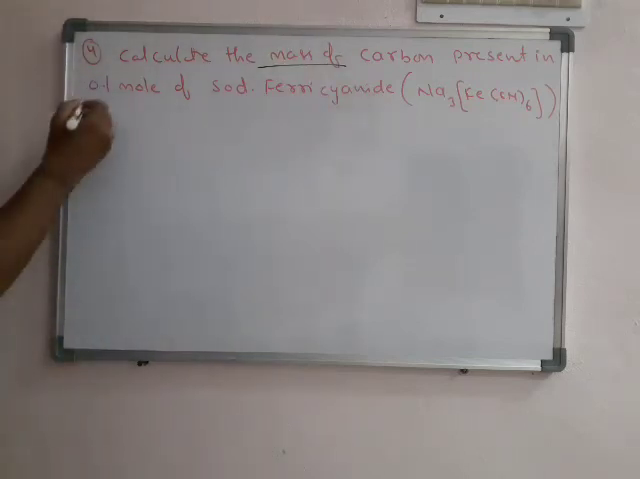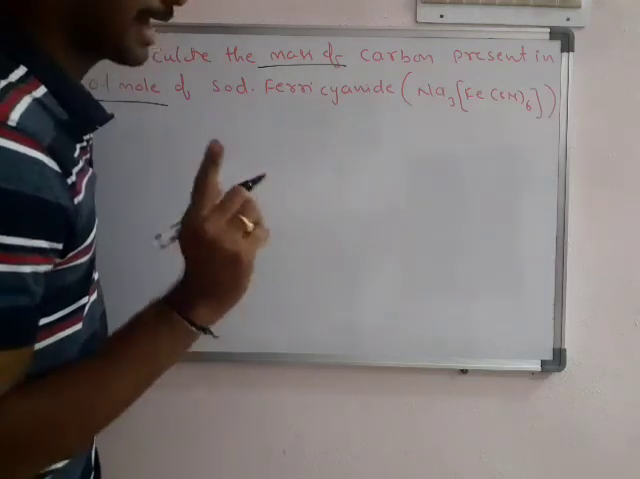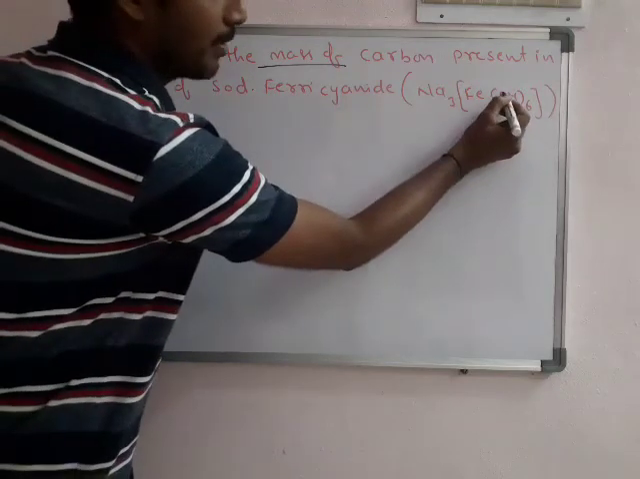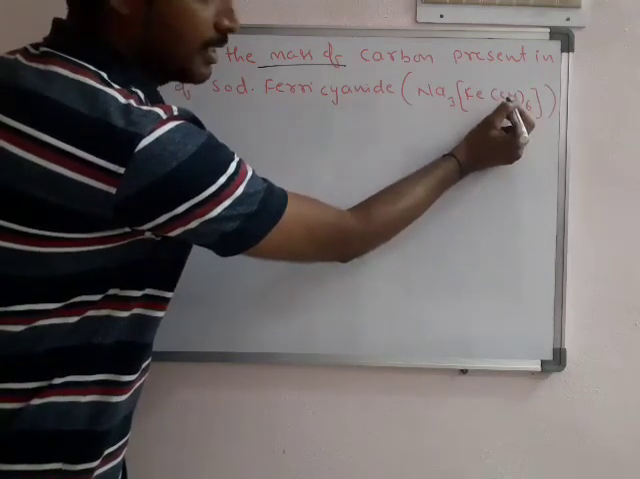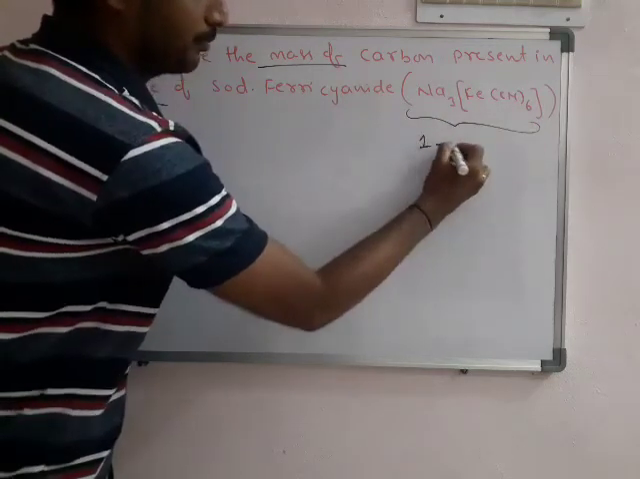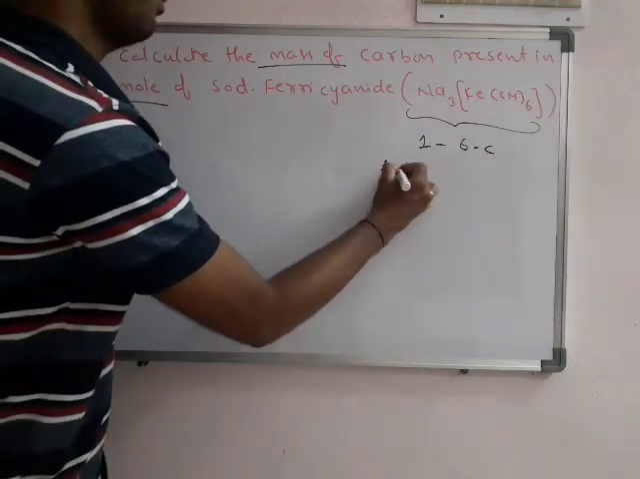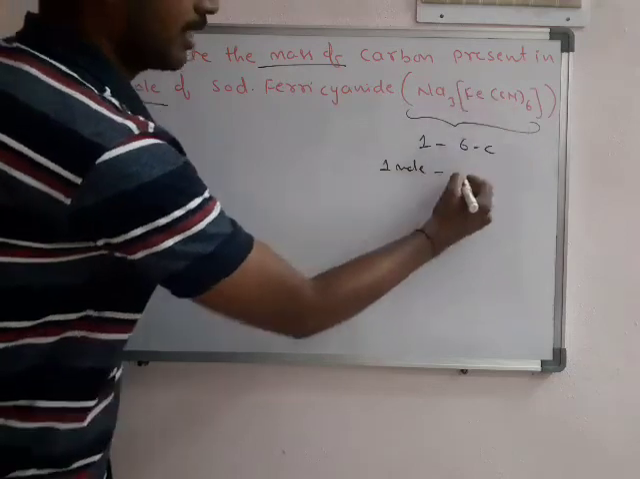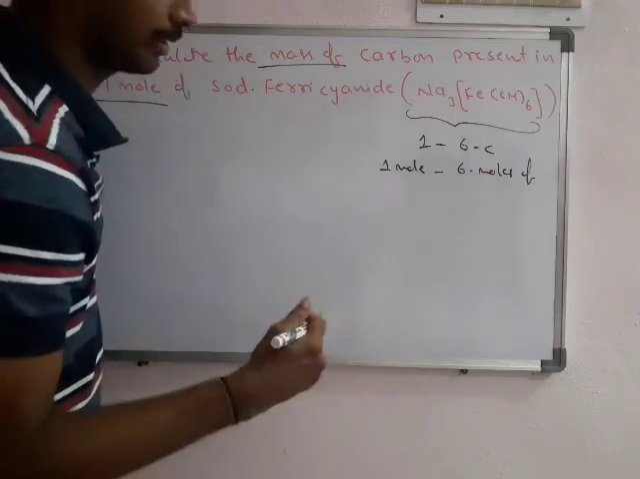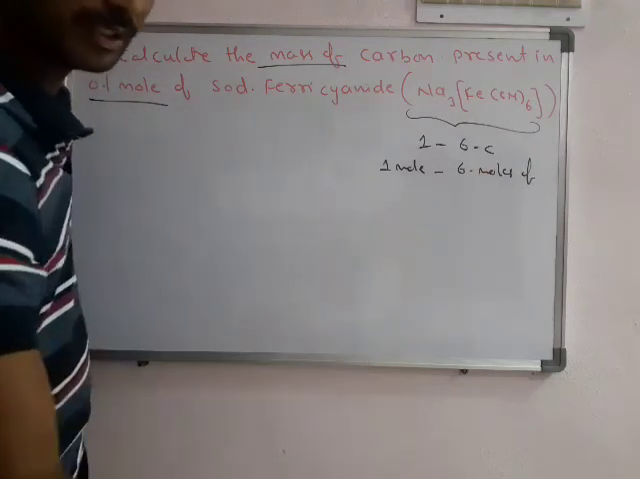The information is given in terms of moles. For example, if you take 1 atom of sodium ferricyanide, how many carbons are in it? It is (CN)6, so 6 atoms. If you take 1 molecule, how many atoms of carbon are there? 6 carbon atoms. If you take 1 mole of the compound, how many carbons? 6 moles of carbon. Here 0.1 mole is taken. First we calculate the number of moles, then we convert into the mass.